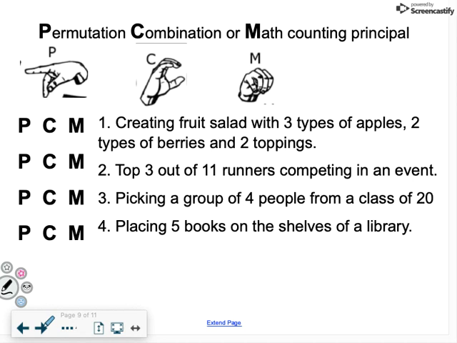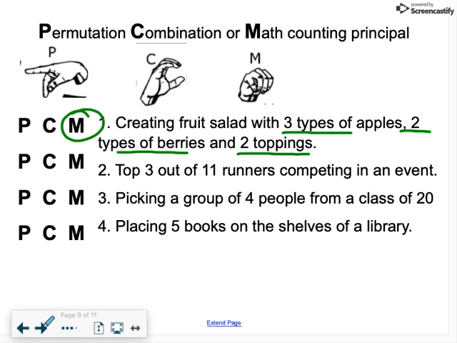So last couple pieces here. This one, right, permutation, combination, or what's called the counting principle, we call it the multiplication counting principle. So to start with, right, we're just going to choose which of the 3 things is this example. So number 1 says creating fruit salad with 3 types of apples, 2 types of berries, 2 toppings, right? Step 1, step 2, step 3, we have 3 times 2 times 2, right? That's using our multiplication counting principle.